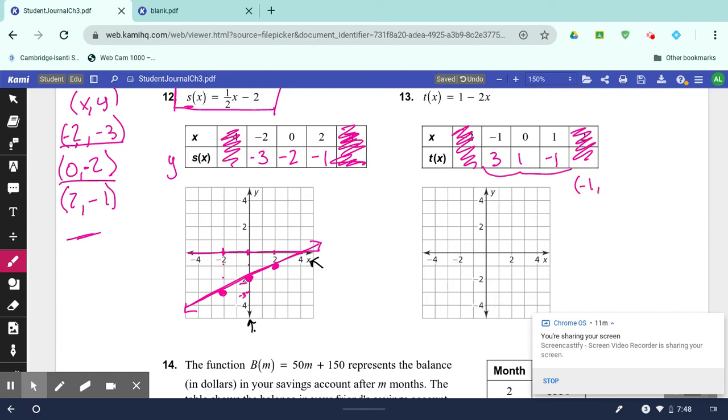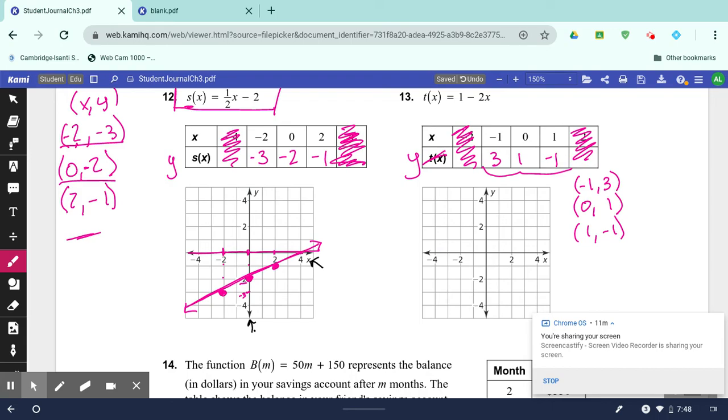I've got 1, 3. Always remember this t of x. If it confuses you, just write y, because that's what it means. It's the output. All right, 0, 1, and 1, negative 1. Those are my 3 ordered pairs that I'm going to use.